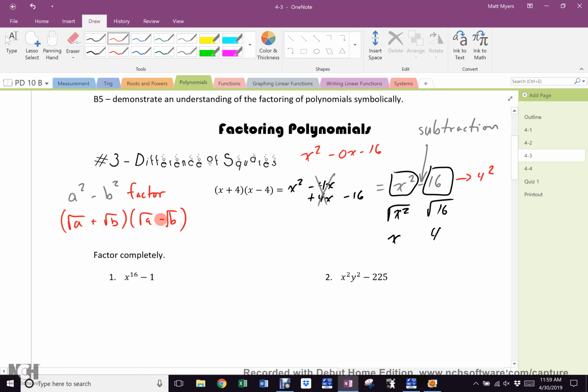Okay? Now, let me ask you this. Does that have a square root? Yes. Does that have a square root? What is it? X squared. Does that have a square root? What is it? X cubed. Does that have a square root? No. It does not.